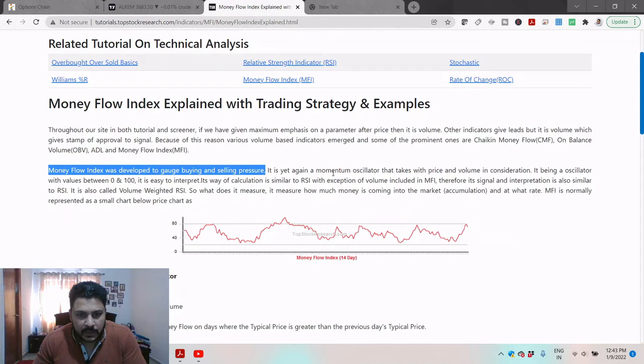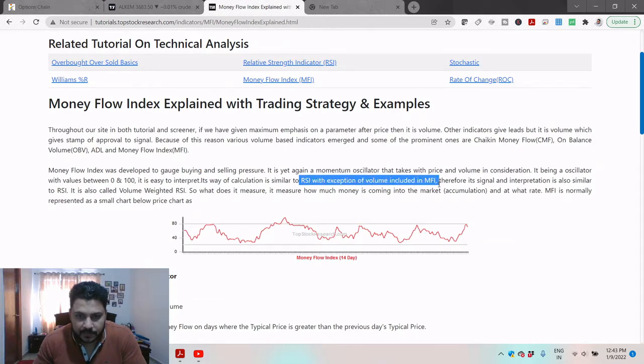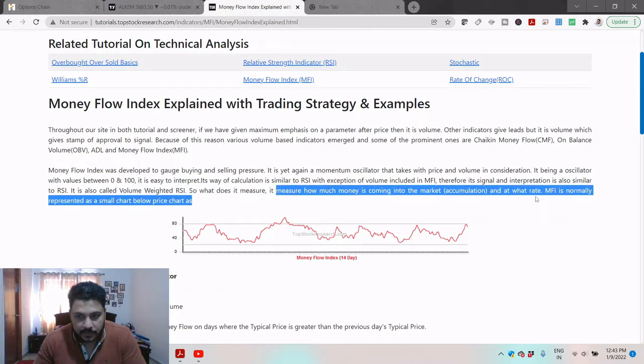As you can see, it is a momentum oscillator, and it is similar to RSI, but the only exception is that volume is included in MFI. So it's an RSI with volume included. The signal interpretation is also similar to RSI. It's also called volume weighted RSI. So what does it measure? How much money is coming into the market, the accumulation, and at what rate. MFI is normally represented as a small chart below price. Like this, it is going to appear under your charts.